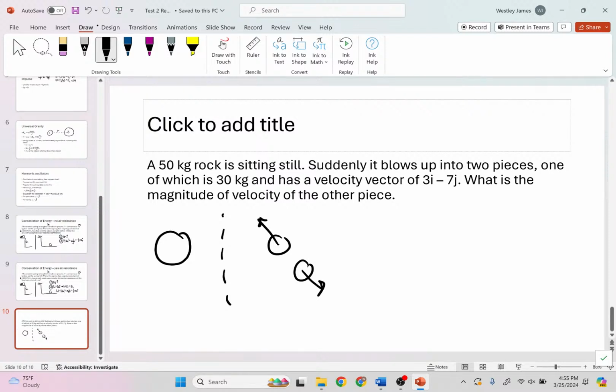So again, I'm going to skip step 1, write your givens. Totally recommend you do that. But for the sake of time today, write your givens. You should immediately recognize this is conservation of momentum. And so to that end, let's just look at that. So we are solving for the magnitude of velocity of the other piece.